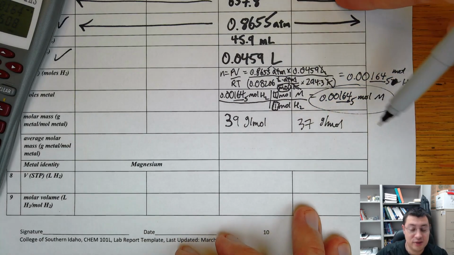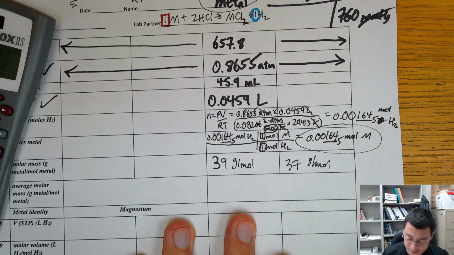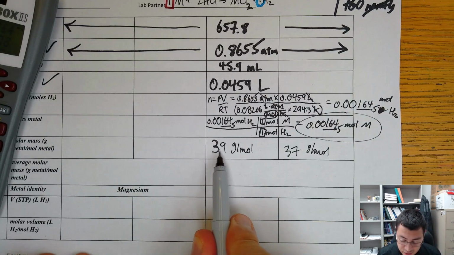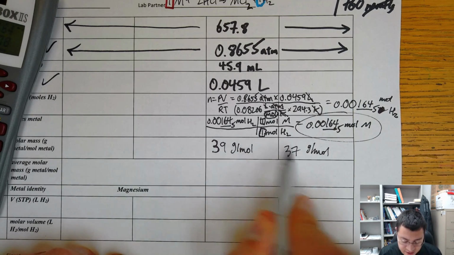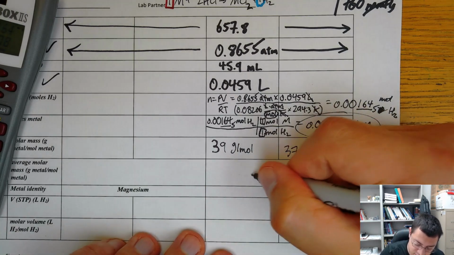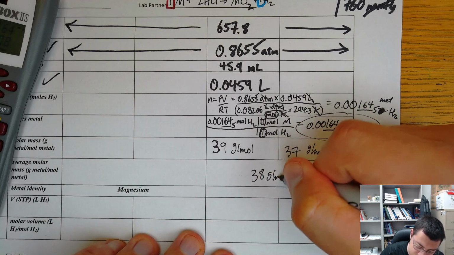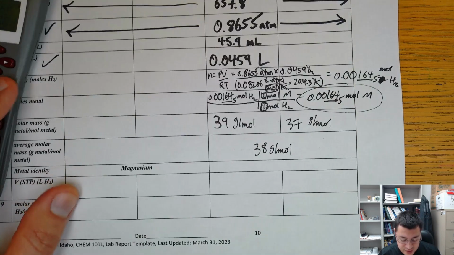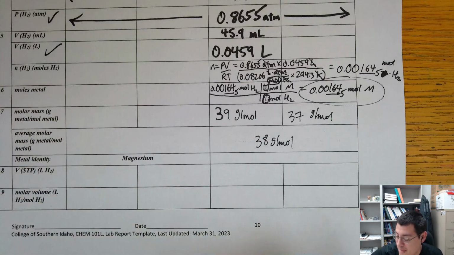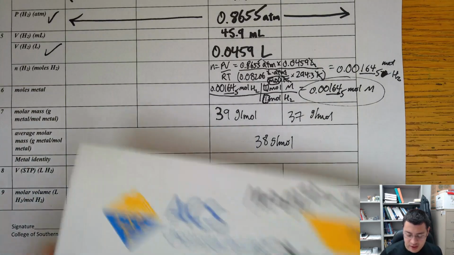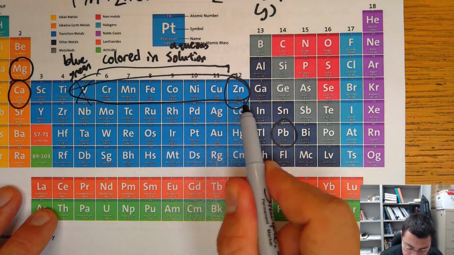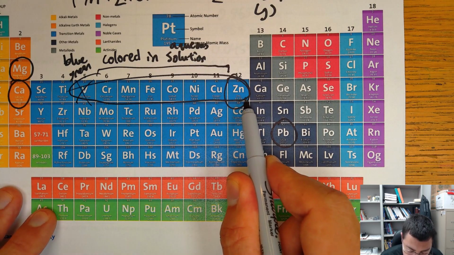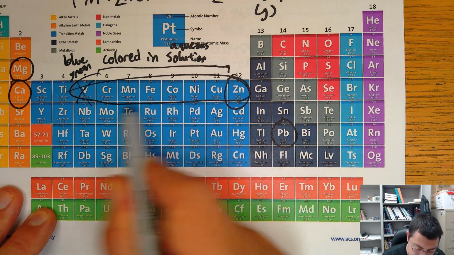Obviously, you have to do the actual work. But 39 plus 37 divided by 2, I'd get like 38, right? And then that'd be my answer. So I look for the nearest reasonable metal to 38. So it's not going to be zinc, it's not close to any of these.